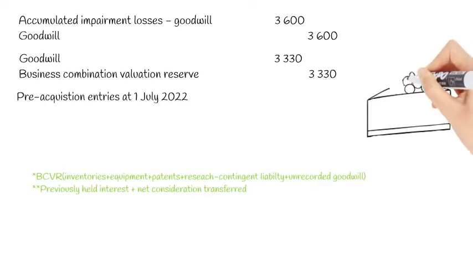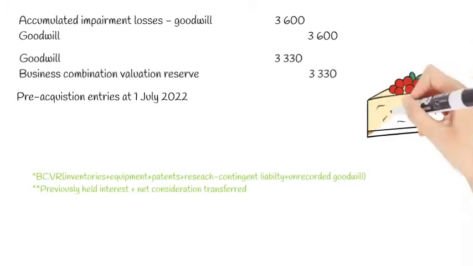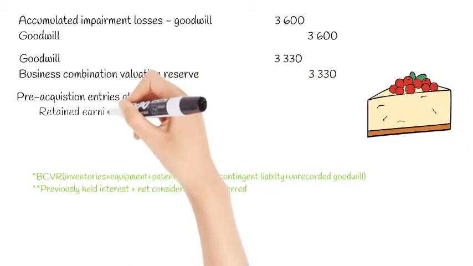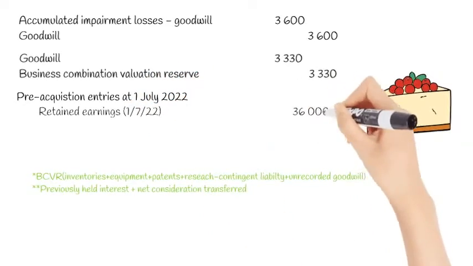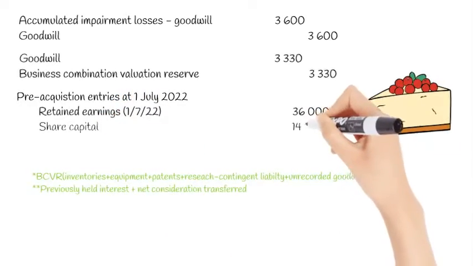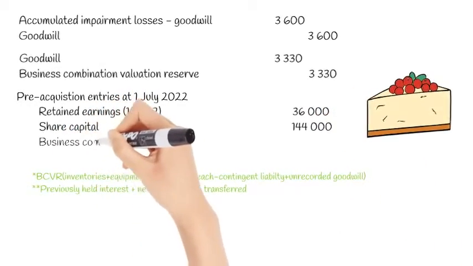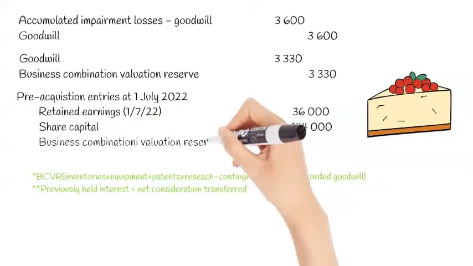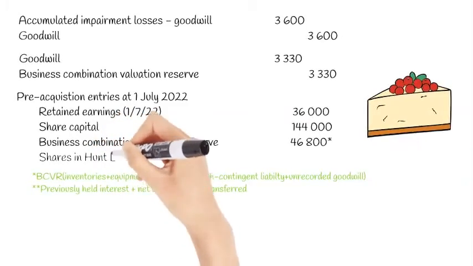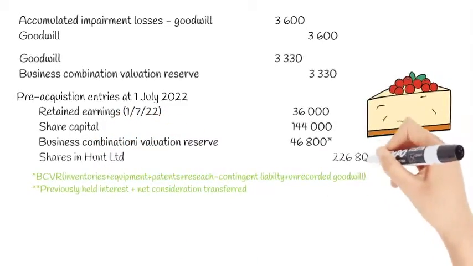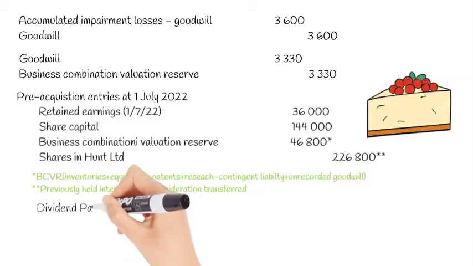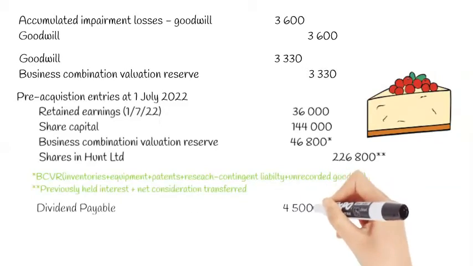I know that it's a long process. You will disagree with me if I say that this is a piece of cake. So we debit retained earnings, debit share capital, BCVR, and finally credit the share. So this is our pre-acquisition entries at acquisition date. We must also include the dividend payable, debited by 4,500, and dividend receivable, credited by 4,500.